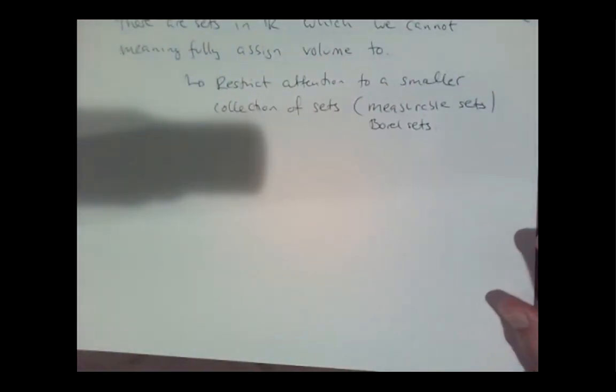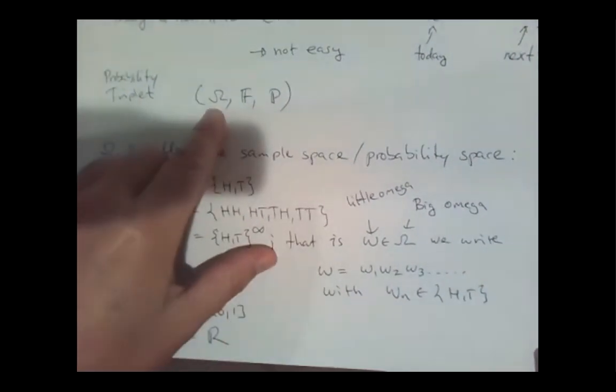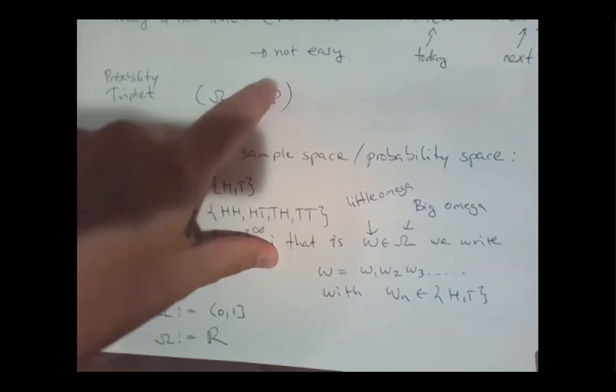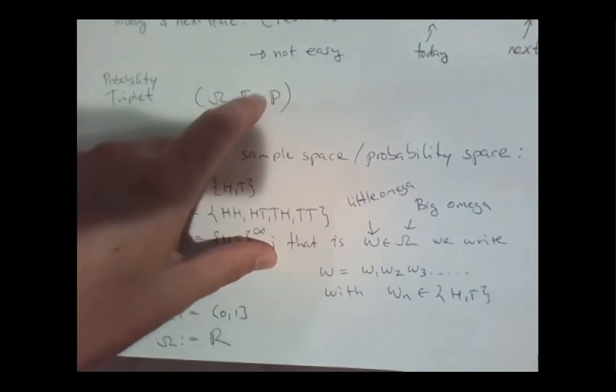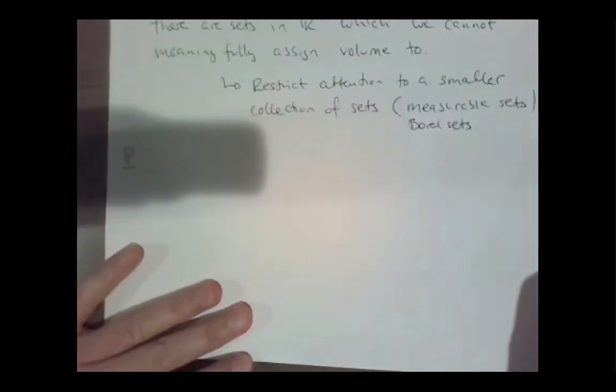Okay, so we were now down the list. We had talked about omega, talked about F, and the last piece in the puzzle is this P. The last piece in the puzzle is the measure P. The P, that's the volume.